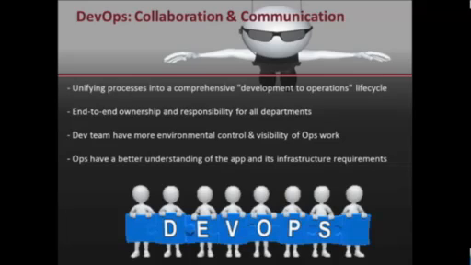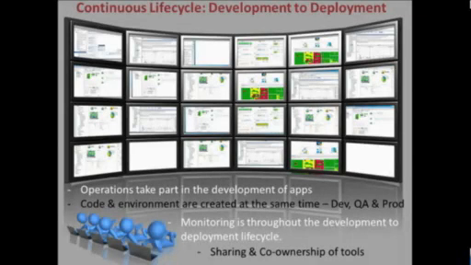So development need to understand what operations are doing better, and on the flip side, operations will then also have a better understanding of the application, because right from the offset, they will be involved with the dev team and understanding what the application is, what its requirement is, and how that code is being built, and consequently the infrastructure requirements. So what that means is operations are actually taking part in the development of applications.